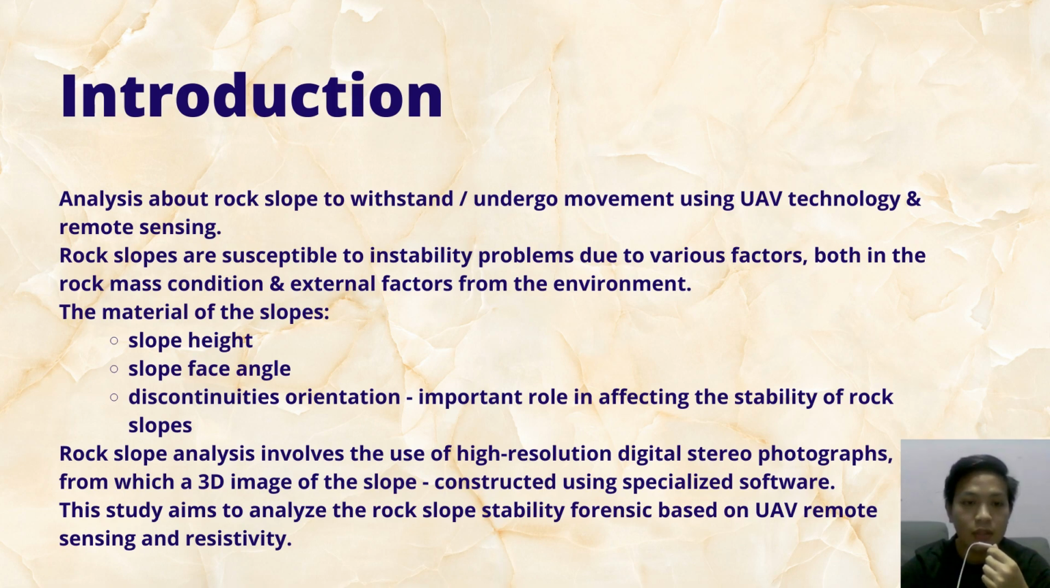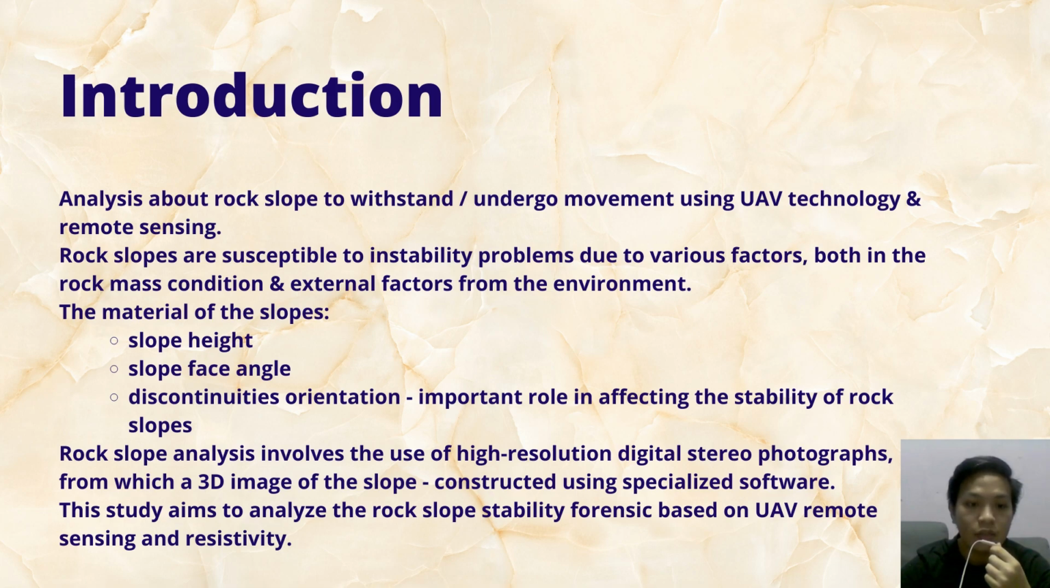The introduction for this topic is the analysis of rock slopes that withstand or undergo movement using UAV technology and remote sensing. Rock slopes are susceptible to instability problems due to various factors, both in the rock mass condition and external factors from the environment. The slope height, slope face angle, and discontinuity orientation play an important role in affecting the stability of a rock slope.